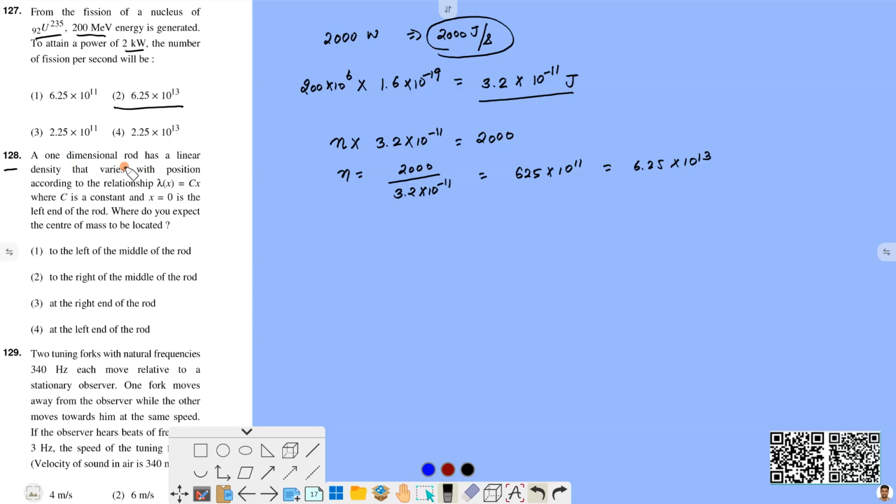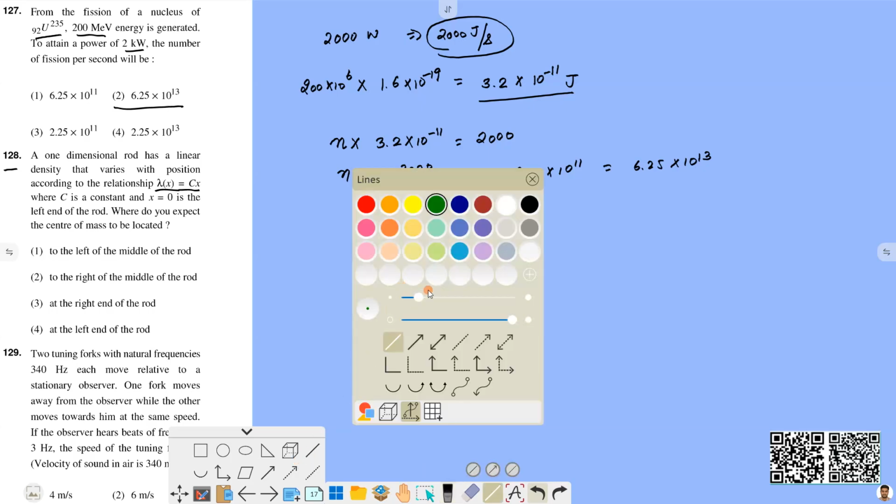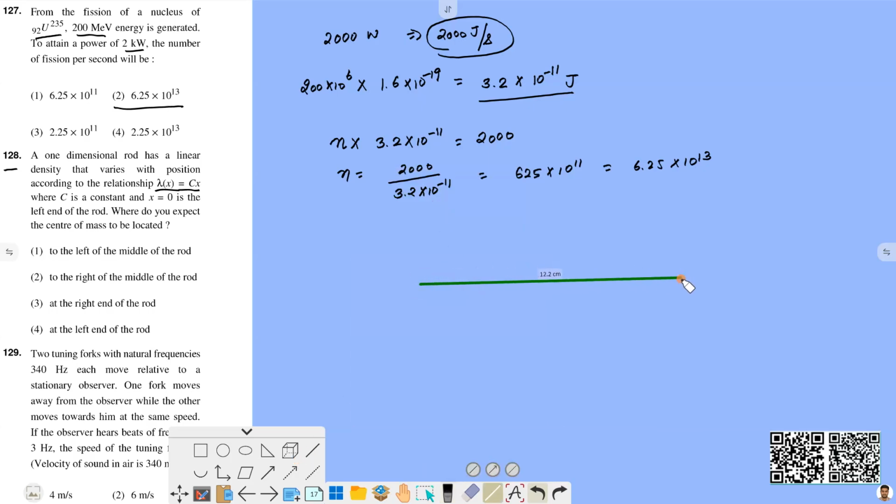A one-dimensional rod has a linear density that varies with position according to the relation lambda x is equal to cx, where c is constant and x equal to 0 is the left end of the rod. Where do you expect the center of mass of the rod to be? So we have to basically calculate the center of mass of the rod. For that, let us assume this is our rod, and at the left end we have x equal to 0, and at the right end we have x equal to L, that is basically the length of the rod. To calculate the center of mass, we will assume a small element of length dx at distance x from the given point.